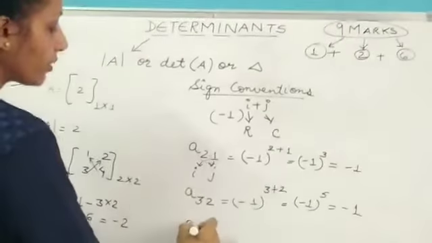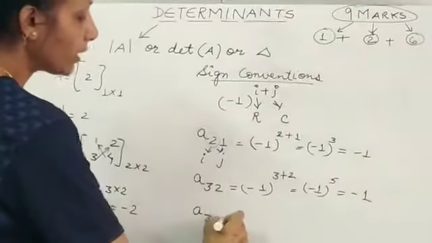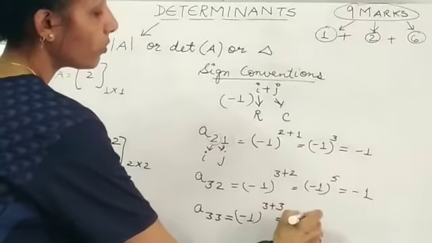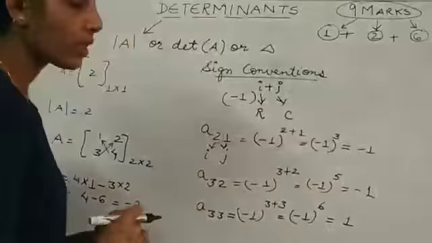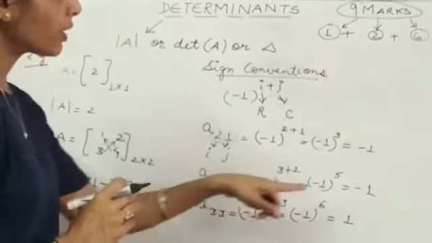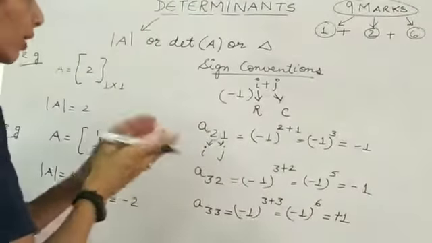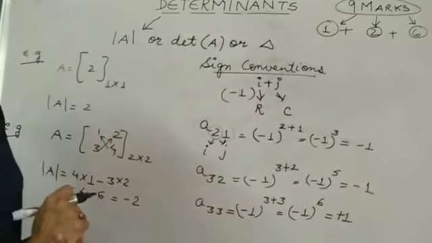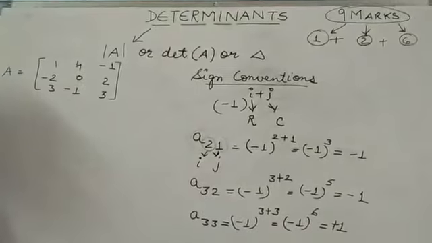Let's see if the element is of third row and third column, then it is minus 1 raised to power 3 plus 3, which is equal to minus 1 raised to power 6. This gives me plus 1. That means for the element of third row and third column, I will be using positive 1. Now, how are we going to apply this sign convention in a 3 into 3 matrix? We can see it by an example.